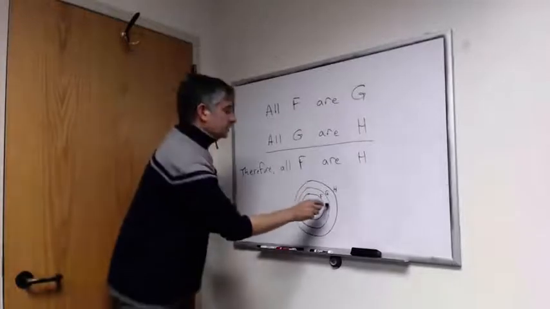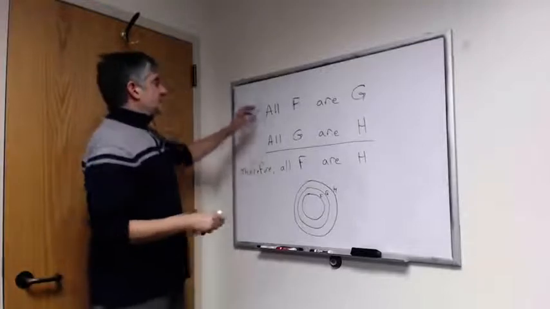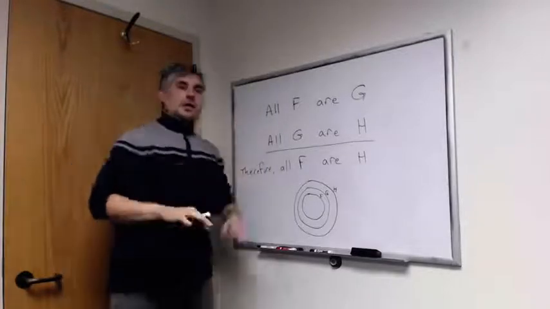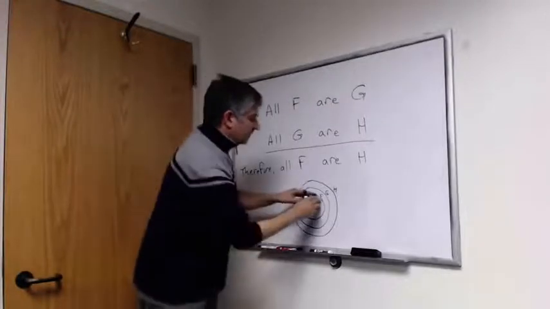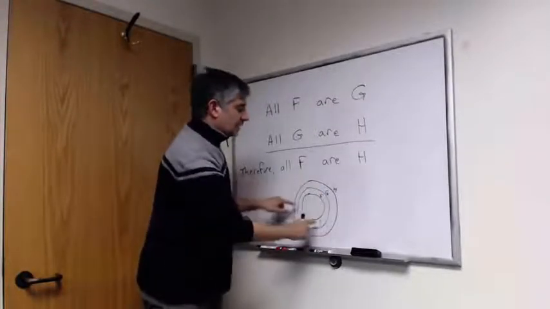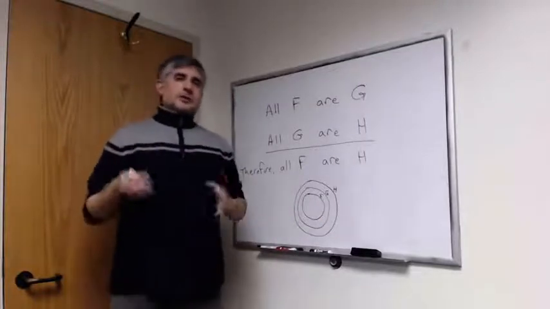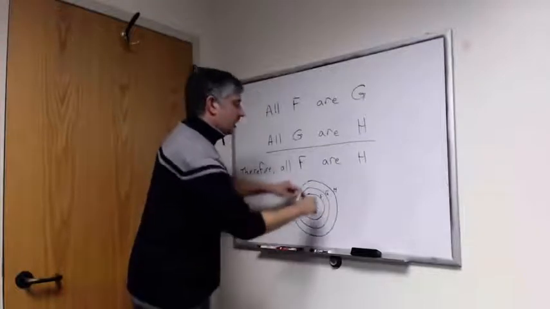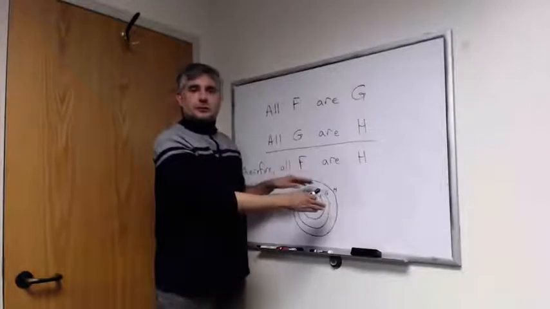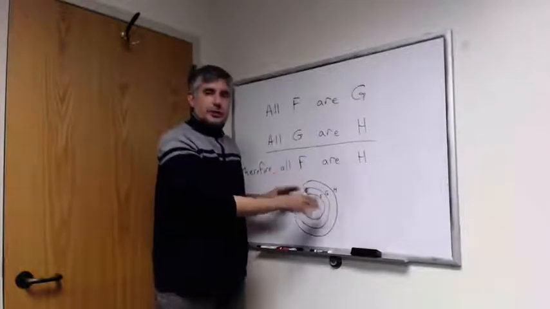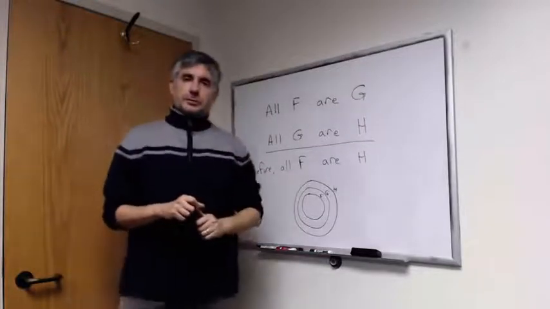So these three circles right here represent the information contained in premise 1 and premise 2 together. The information contained in premise 1 is represented by having the F circle inside the G circle, and the information contained in premise 2 is represented by having the G circle inside the H circle. So having these three circles concentrically arranged as they are right now represents the information contained in these two premises.